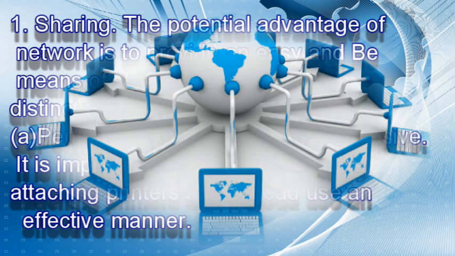The potential advantage of a network is to provide an easy and flexible means of sharing. We can divide sharing into three basic parts. First is the peripheral. What do we mean by peripheral? Any of the devices we use, suppose a printer, is called a peripheral. If I am going to buy a printer, it will obviously be expensive. So sharing takes place in peripherals.